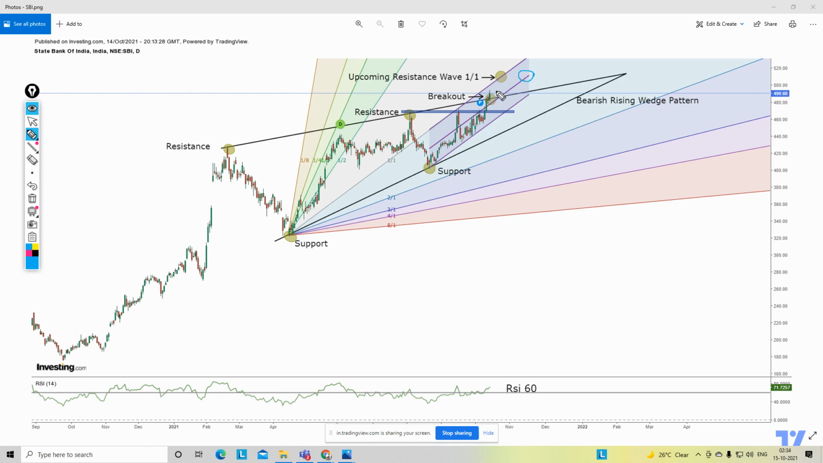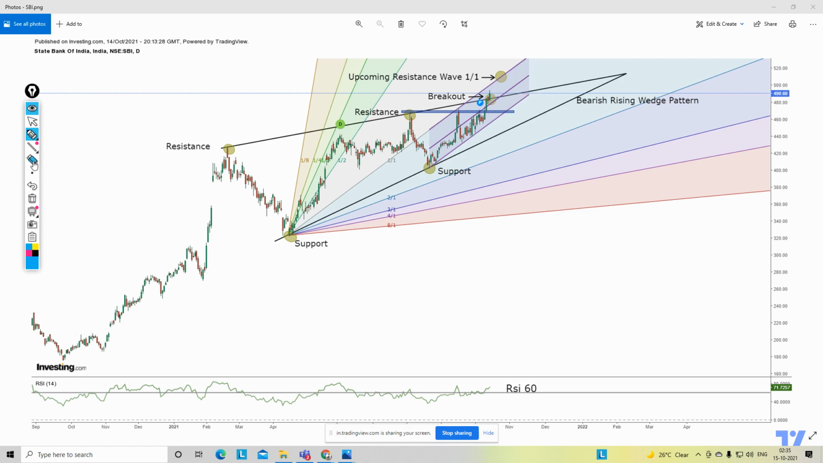So if at all it breaks and resumes the rising wedge pattern, where it took the resistance over here and now gave a breakout, correct? If it falls back and comes back, it will also come below the 50% of this channel. As you can see, within this highlighted area, there was resistance also. So if at all SBI comes back, it will also come below the 50% of this channel, which is this area. So it will break this area as well as this area, these two areas.